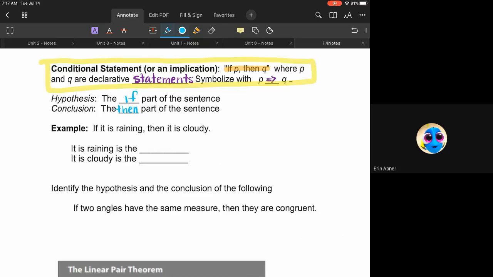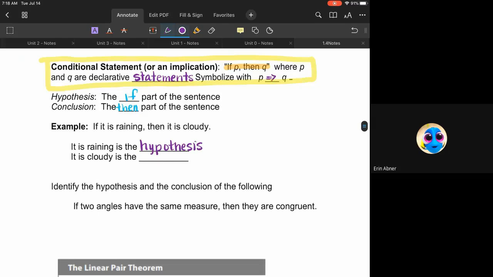So, example, if it is raining, then it is cloudy. So, if it is raining, so it is raining is the, if you're at home, you're going, hypotenuse, examiner, hypotenuse. You are hypotenuse, not hypotenuse, hypothesis. Sorry. Hypothesis. Okay. It is cloudy is the conclusion, because that's the if and this is the then. So conclusion.